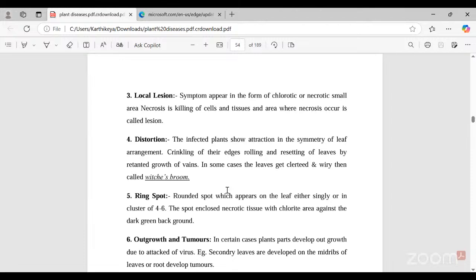Area where necrosis occurs in the leaf lesion. Distortion: the infected plant shows distortion in the normal leaf arrangement. The leaves curl and roll, resulting from the retarded growth of veins. In some cases, the leaves get clustered and are called witches' brooms.